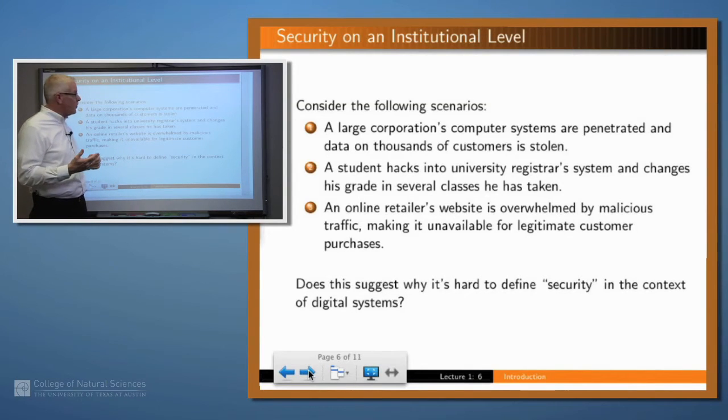For example, consider the first one, and this has happened very recently. A large corporation's system is broken into, and a lot of their data is stolen, including customer data, for maybe thousands or even millions of their customers. A serious breach of confidentiality, right? But that's what it is. It's confidentiality that we're dealing with there.